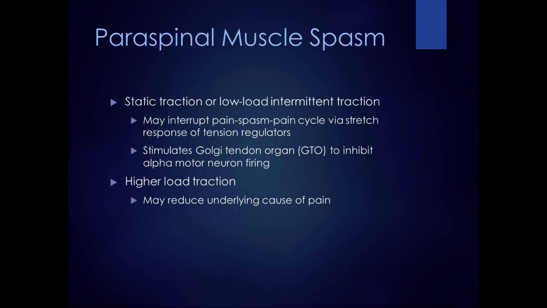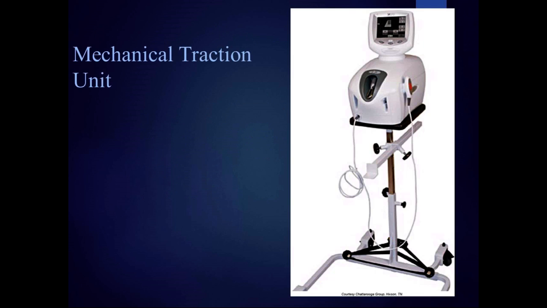Paraspinal muscle spasm, it's usually reduction of the spasm pain cycle via the stretch response of tension regulators in the muscle. Reducing the underlying cause of pain also reduces the spasm pain cycle, like if you have a herniation or nerve root impingement. Usually you're doing static, either low load intermittent or higher load traction to reduce the underlying cause of the pain.